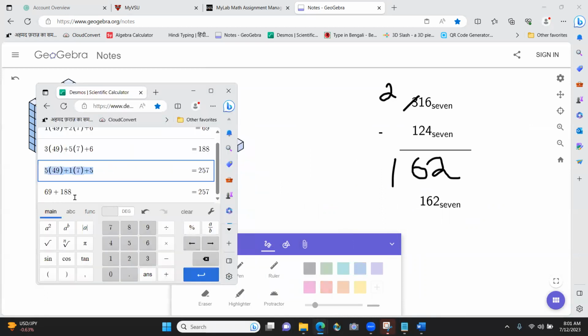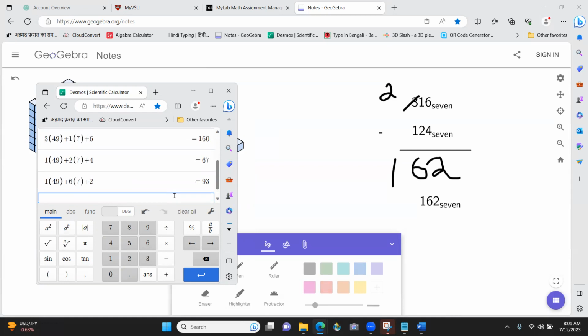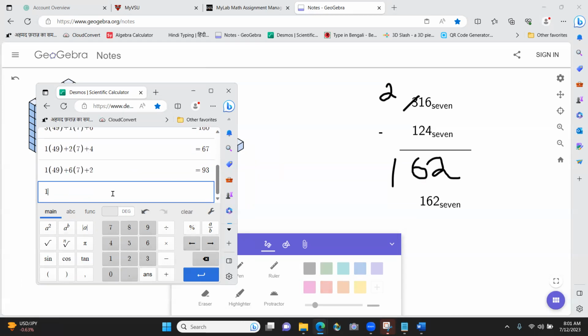So this is 316. 316 is 160. 124 is 67 and 162 is 93. And I hope 160 minus 67 is 93. I hope 160 minus 67 is 93. So we didn't mess up.